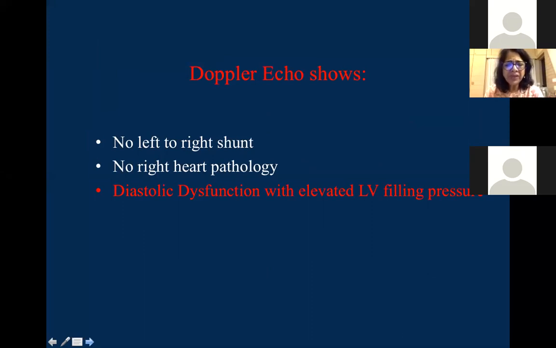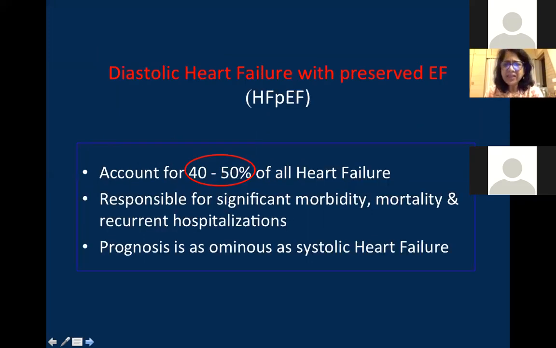So this patient is in diastolic heart failure with preserved ejection fraction, or an entity called HFpEF, which accounts for around 40 to 50% of all heart failure, responsible for significant morbidity, mortality, and recurrent hospitalization, and prognosis is as bad as systolic heart failure. So we need to know how to diagnose diastolic heart failure.